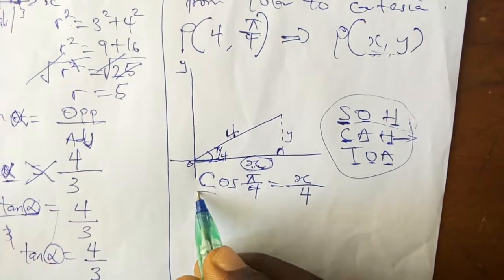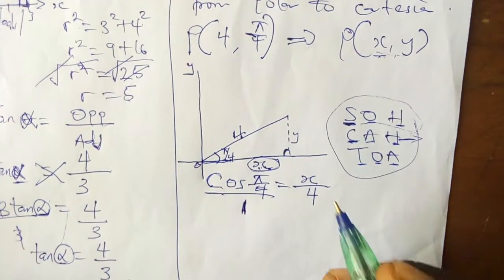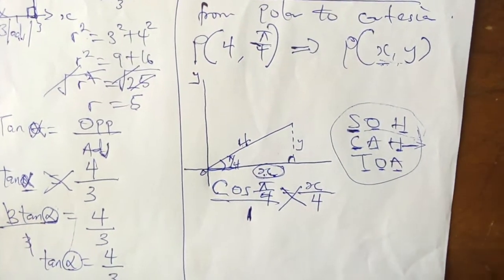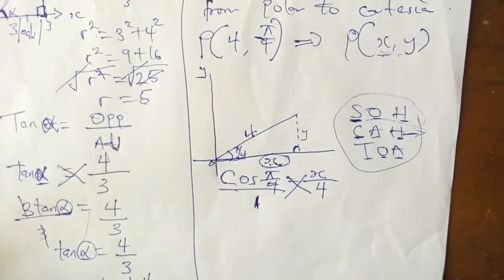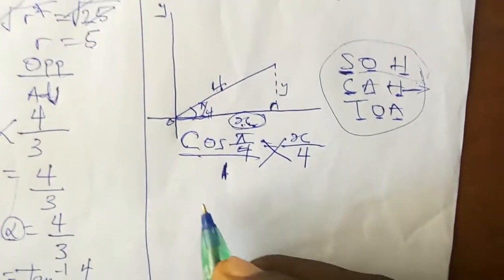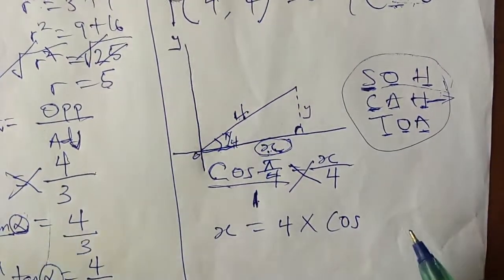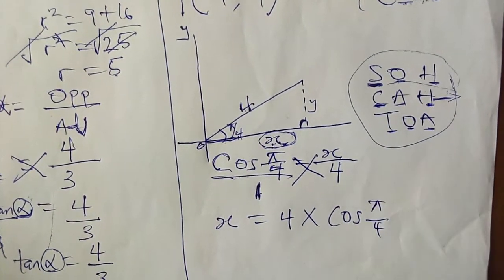Now if I get this done, you can equate it to make them equal fractions like that. Then you cross multiply. Why are we cross multiplying? We are cross multiplying because we want to make x the subject of the formula. So then x will be equal to 4 times cos pi over 4.